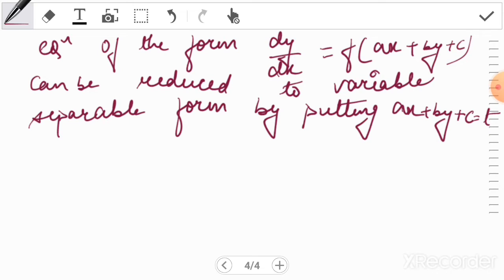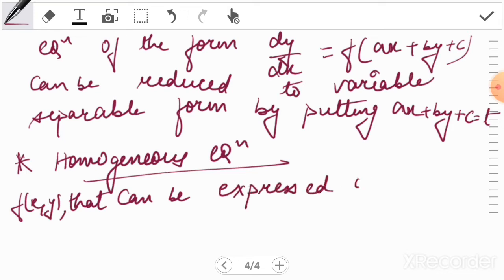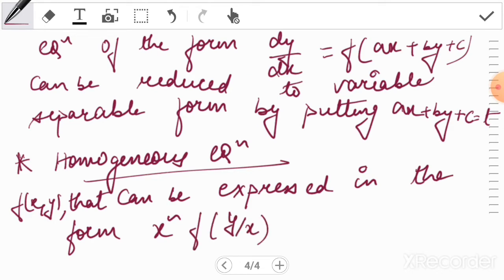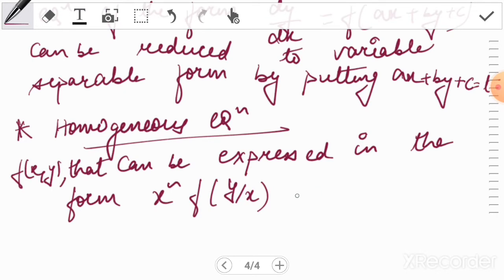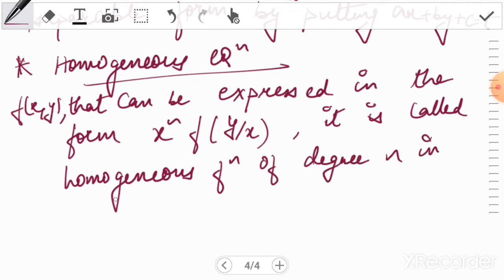Next is homogeneous equation. Any function f(x, y) that can be expressed in the form of x raised to the power n times f of y by x is called a homogeneous function of degree n in x and y.